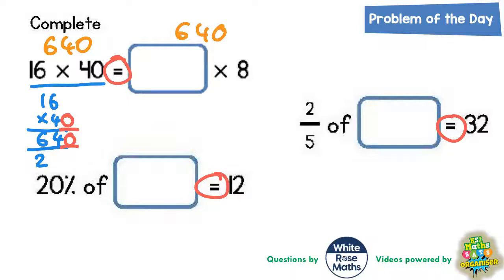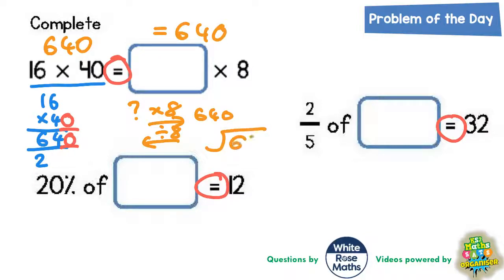But that does not mean that that's the answer to the box. It means that the answer to the mystery number times by 8 must equal 640. That is what we're saying. We've got to find a number in the box that when it's times by 8 equals 640. So if we work in reverse and divide the 640 by 8, we'll have that mystery number. So we need to do 640 divided by 8.